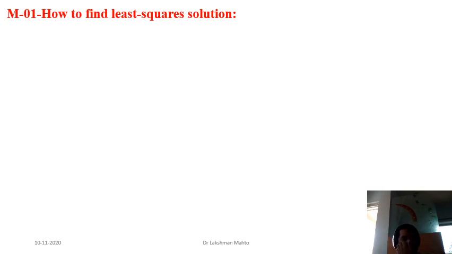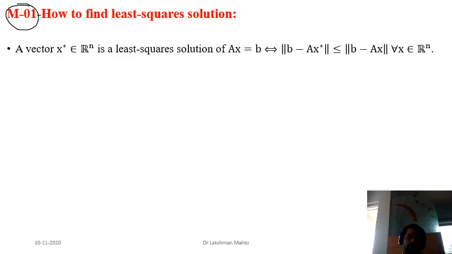Now, the main question is how to find the least square solution. This one I have given the name M01, method 1. M means method. So how to find this least square solution? Here a vector x star, we will call it a least square solution from the previous definition of the system Ax equal to b if the norm of b minus A x star is taking the least value for every x in Rn. That means it is satisfying this kind of criteria. Then we are saying that x star is the least square solution.